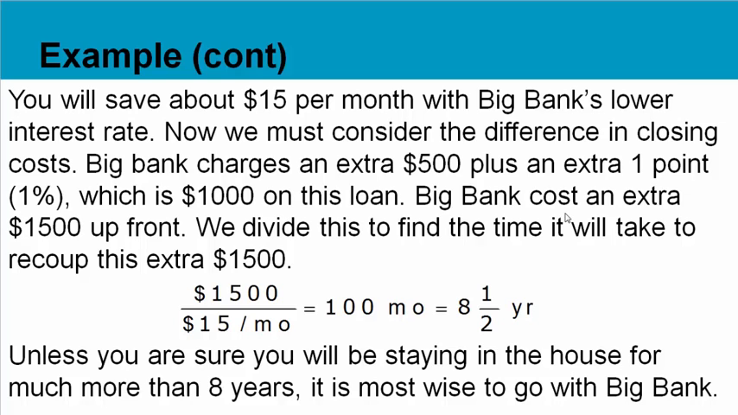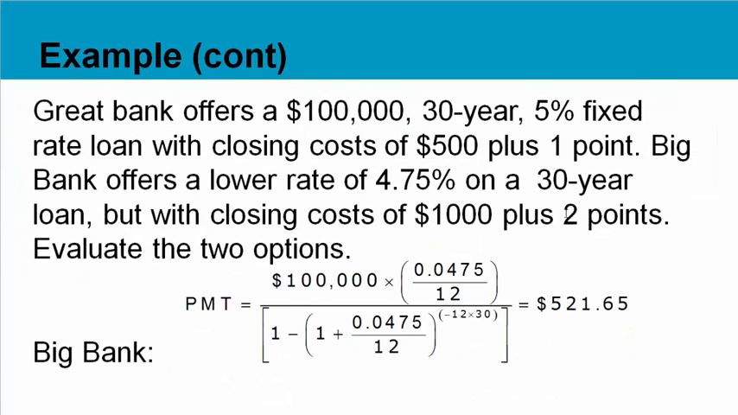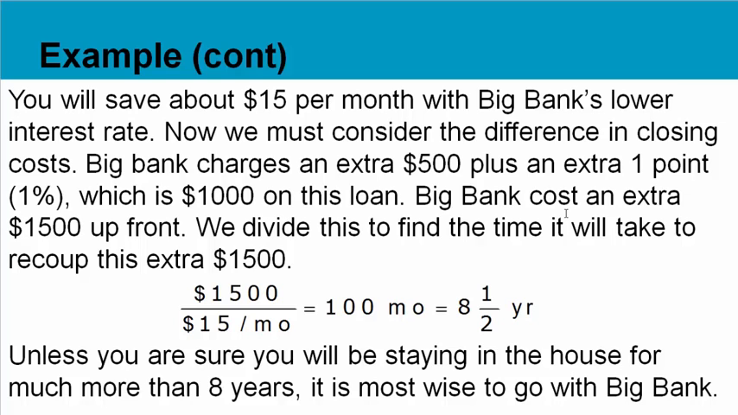Or in the other case, which makes more sense for most people because a lot of people don't know how long they're going to be in their house, they know, oh, I'm only going to be here 5 years, or 10 years, you can instead just figure out that extra $15 a month, the difference between the two monthlies. Remember, one was 536.82, and one was 521, so basically that extra $15.